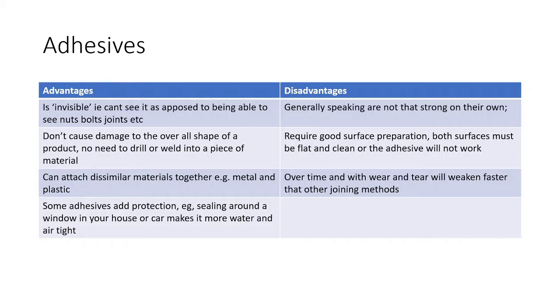Some adhesives add protection, so they might seal it to make things more watertight, like sealant around window frames or bathtubs. Disadvantages being that generally speaking, on their own, they're not that strong. Normally they're reinforced with something else as well. They do require good surface preparation, so it might be that it needs to be a completely clear surface or it needs a bit of abrasive to make it stick. And generally over time they do weaken just from general wear and tear.